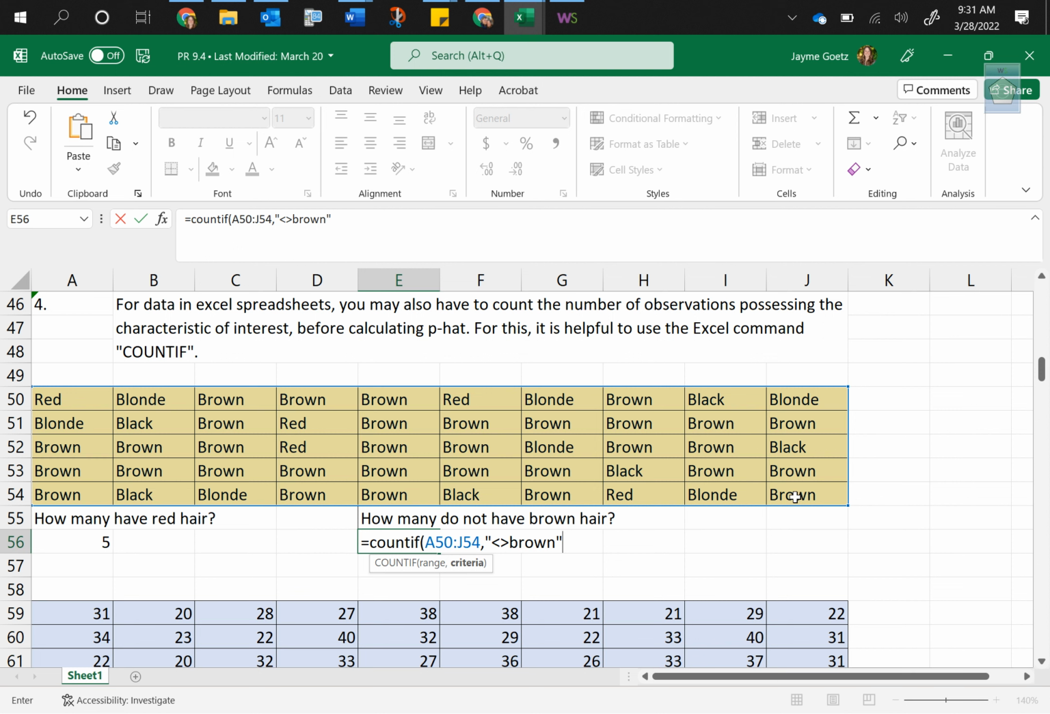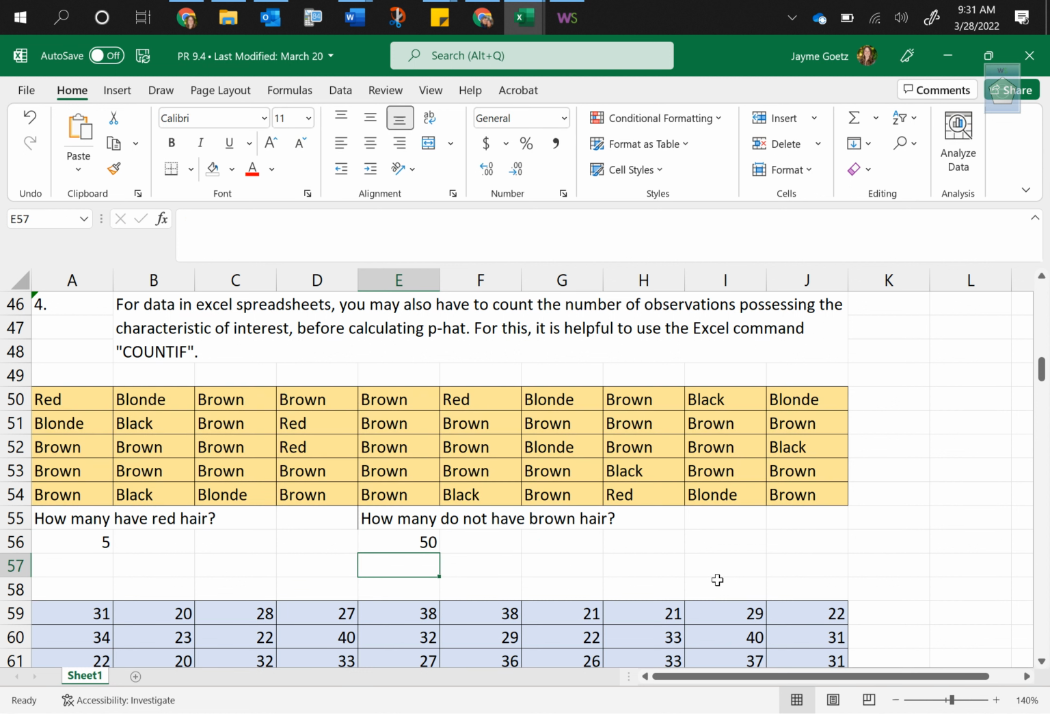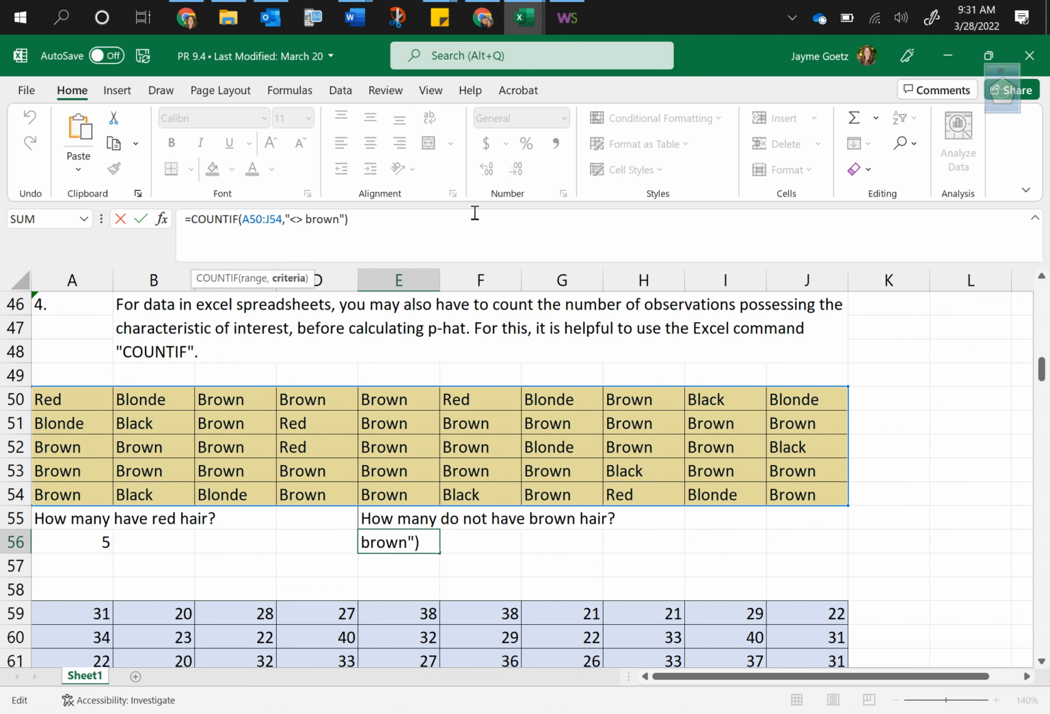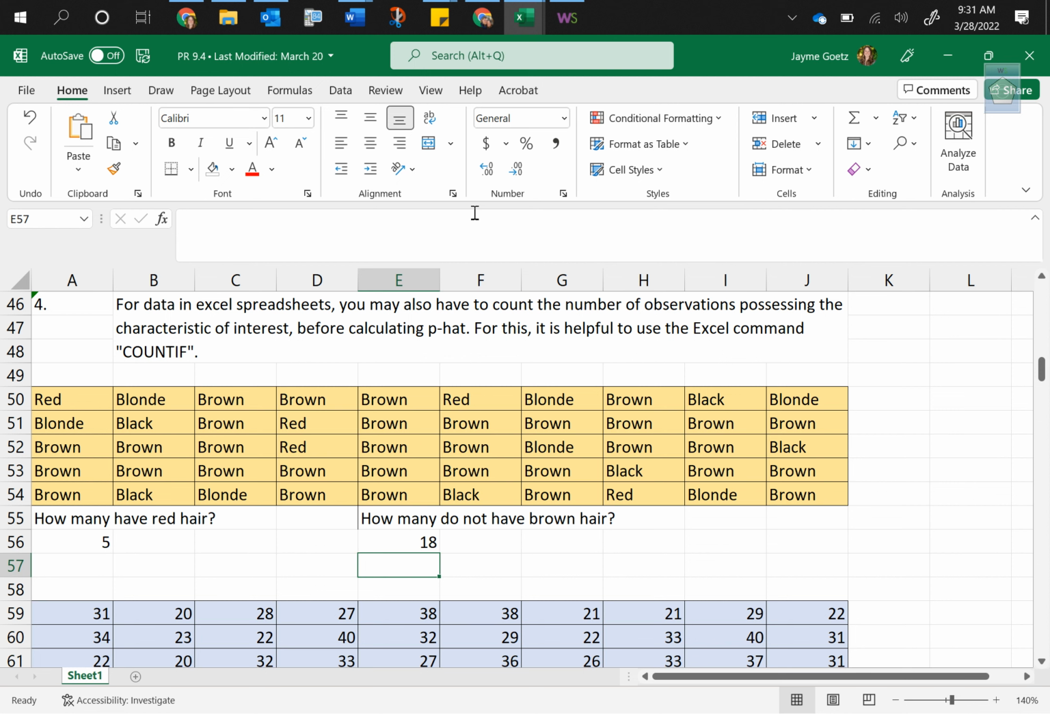Is not brown. Do not put a space after that less or greater than symbol. Do not put a space in between that and brown. Then it will not work. If you do that, it'll come back with 50 because none of them have a space in between that brown. We don't want that. You don't want the space in between that. So that means there are 18 subjects that do not have brown hair. Are we okay with that?